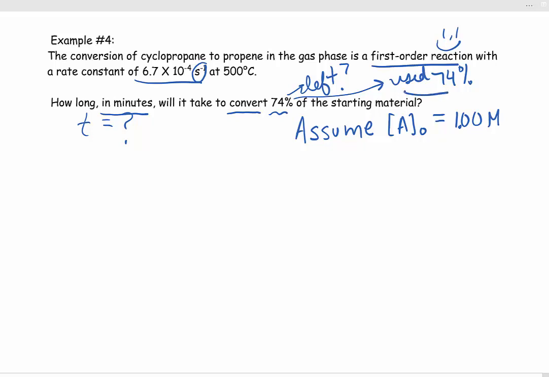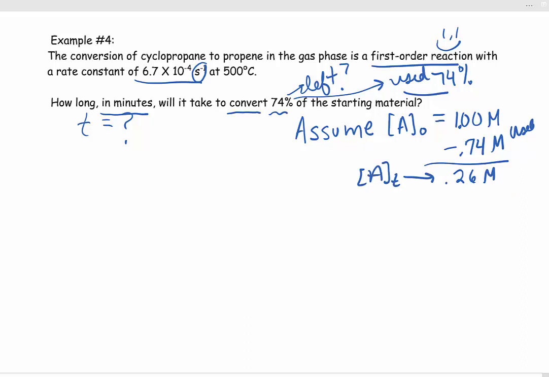So the wording on these, you have to really pay careful attention to. So we've used up 74%. So that means, well, what's 74% of 1? 0.74. See, that's why we chose 1, because it's easy to think about the percents. So 1 minus 0.74 is 0.26. So after we've used up 0.74, we have 0.26 molar left.